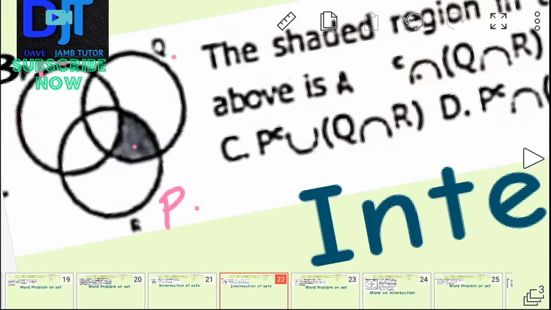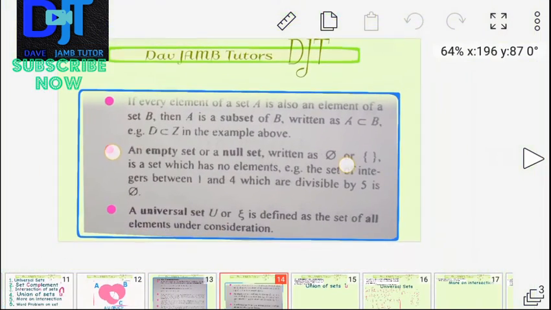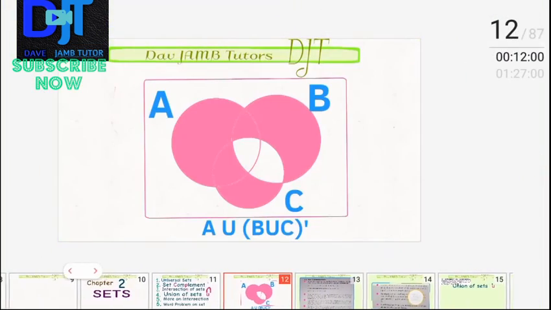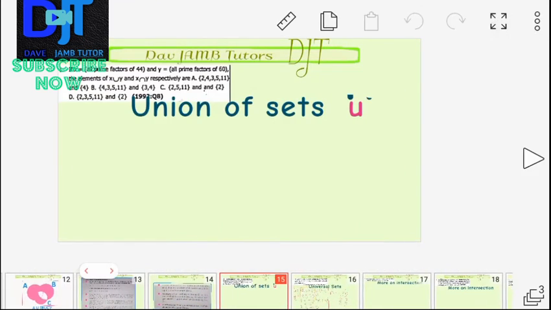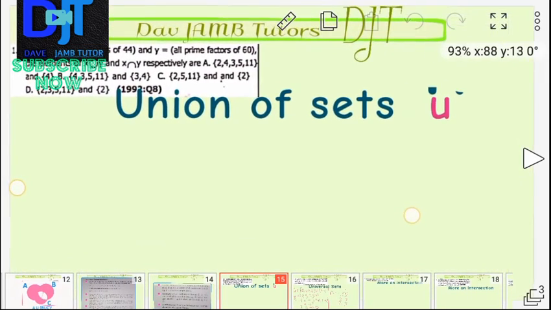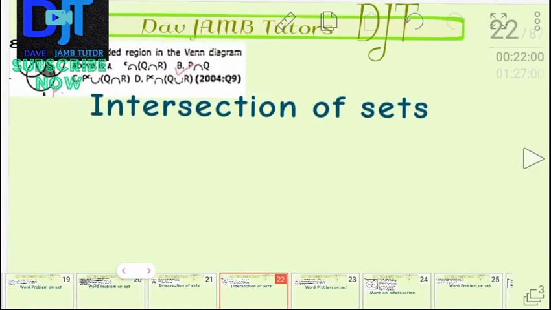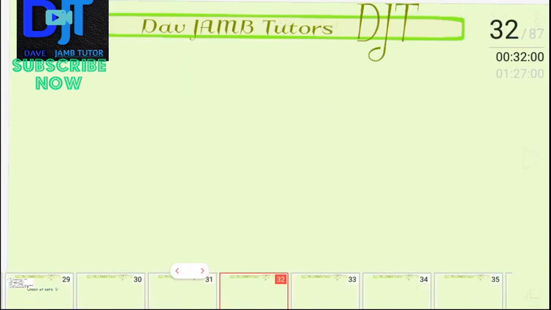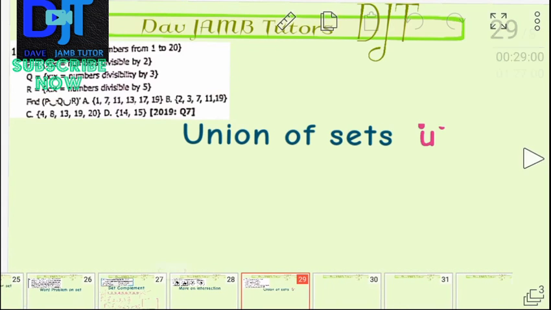Now that brings us to the end of intersection of sets. So now let's move to union of sets. This is the first. Okay, let me go to simpler questions. I don't want to solve questions that are too difficult as I start them. So let me start with that one.